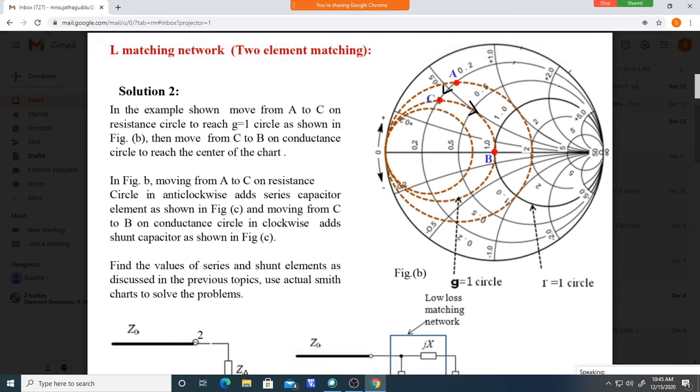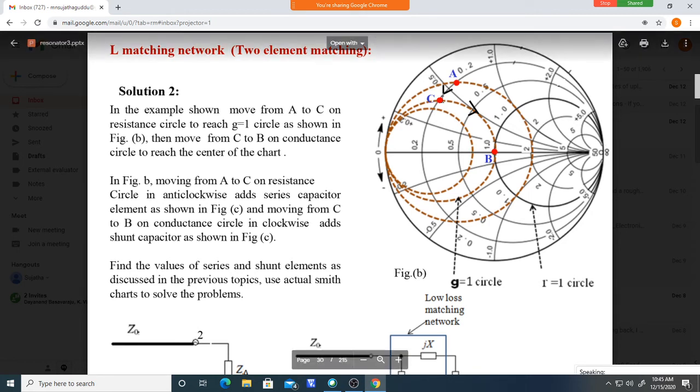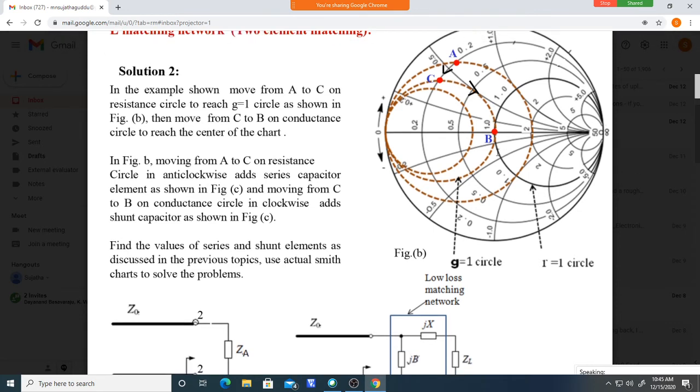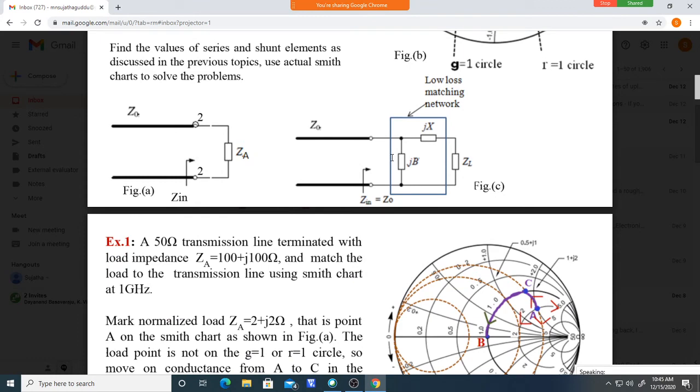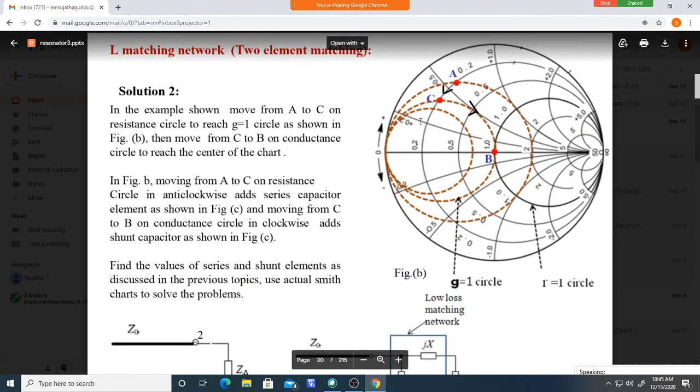It adds capacitor in series. From here, what I did, C to B, I moved on the conductance circle in the anti-clockwise direction again. It is inductor in shunt. Anti-clockwise direction on the conductance circle adds inductor in shunt. So like that, this is the movement, how to do the movement over a Smith chart I am saying here.